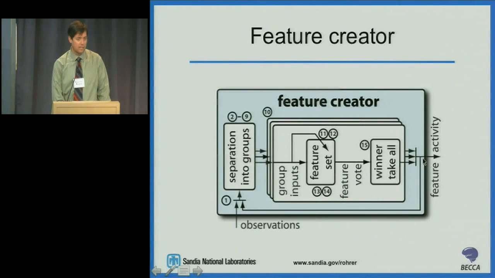These feature activities are also real values between 0 and 1. They look exactly like inputs. So they're fed back and concatenated with the input vector, and they become inputs to this grouping and feature creation process again. This allows for the creation of hierarchical features, of increasingly complex features over time. It's entirely unsupervised, driven only by frequency of observation.